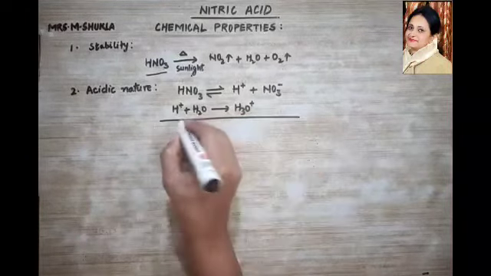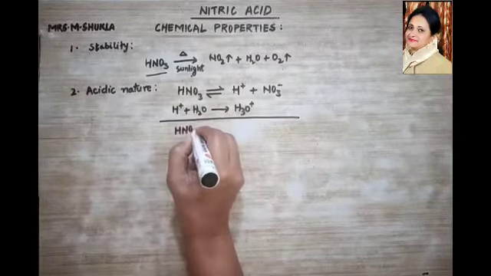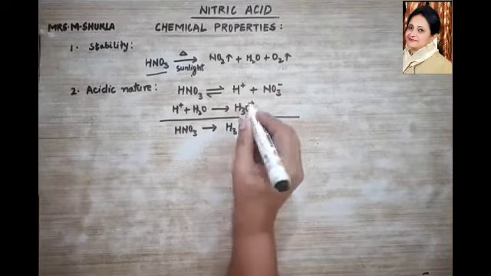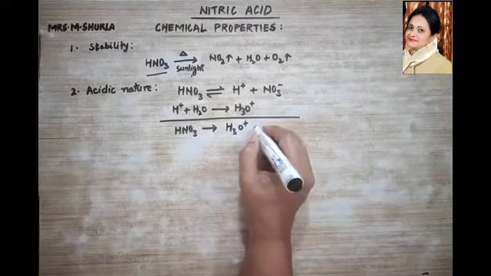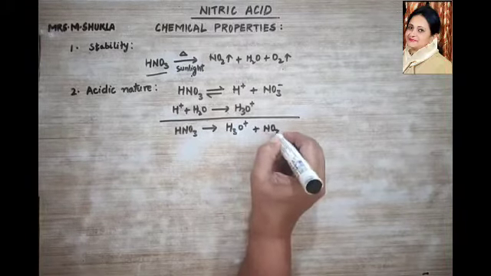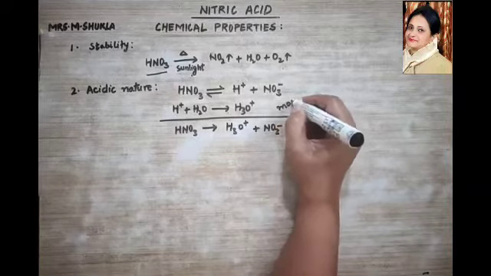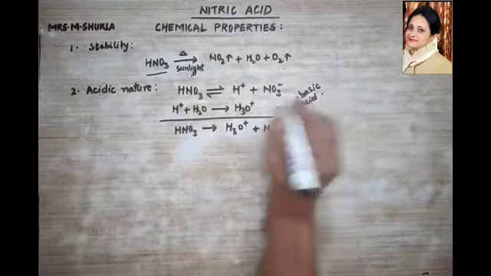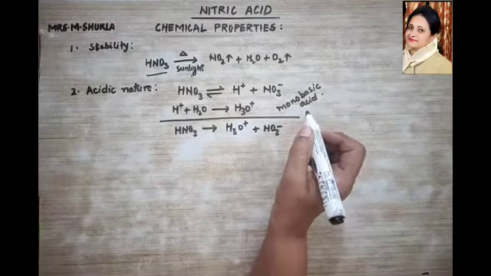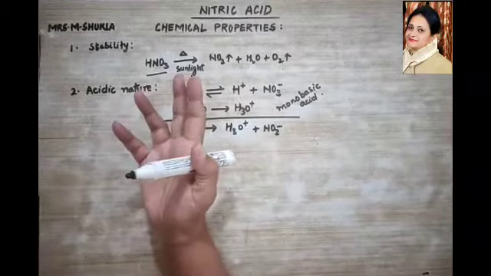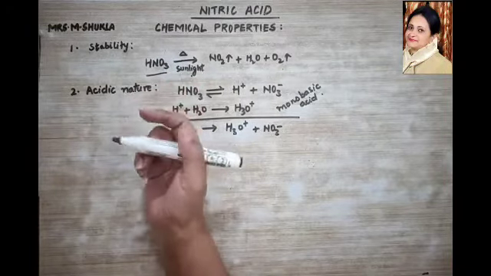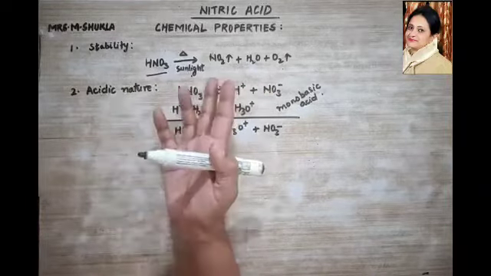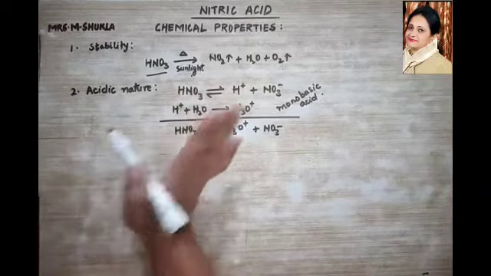So what can we say? That this nitric acid on decomposition gives us one hydronium ion, and therefore it is what? It is monobasic acid. Clear? Is this point clear to all of you? Then what do we know about the indicators? Like blue litmus turns red, your methyl orange turns pink, and your phenolphthalein remains colorless.